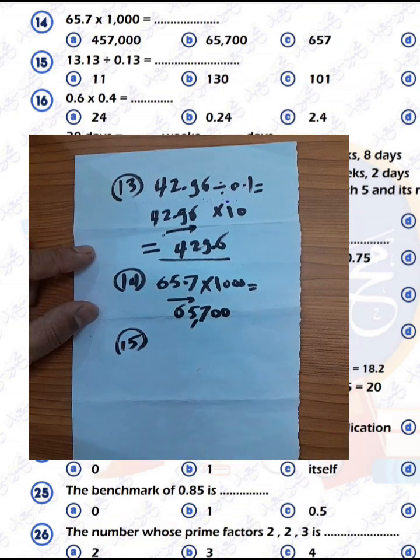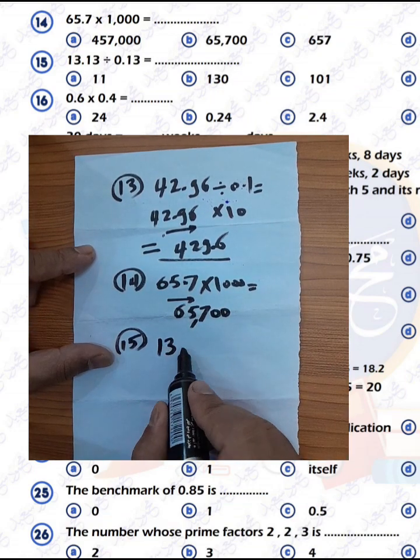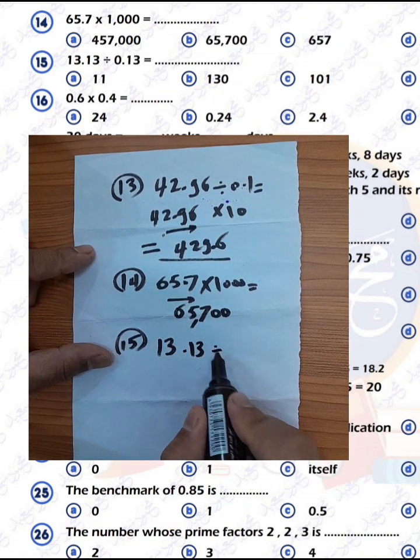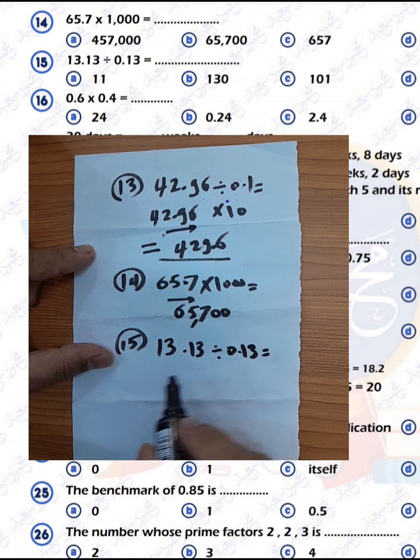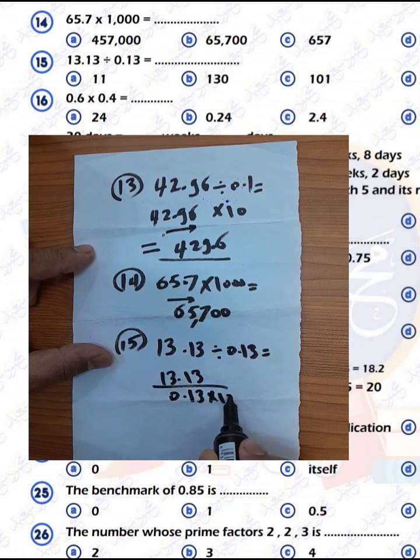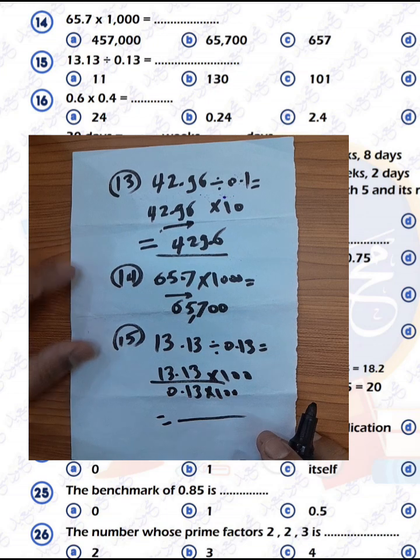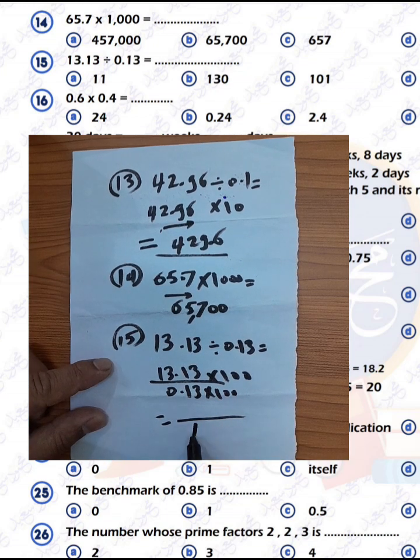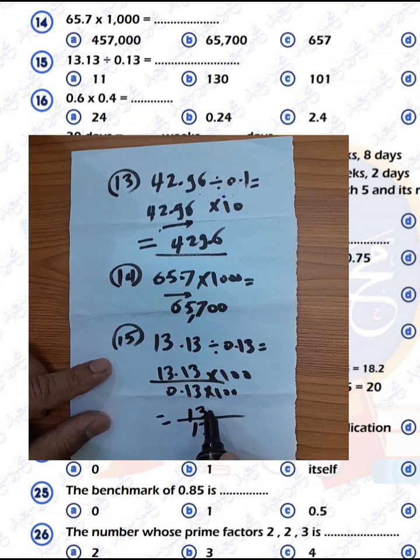Question 15. 13 and 1300th divided by 1300th. We can write it by multiplying numerator and denominator by 100. You must convert the denominator here to whole numbers. Then write 13 in the denominator here, and up here 13, and write 13 by it.